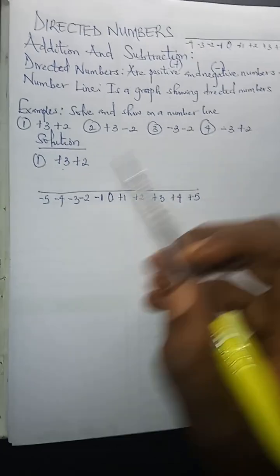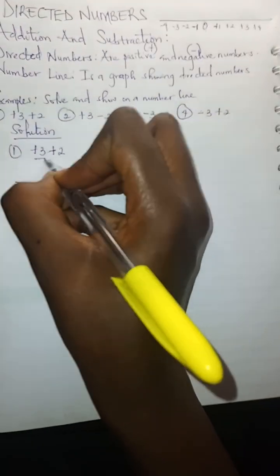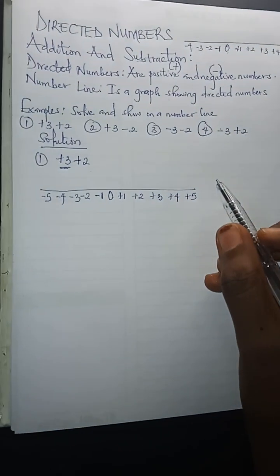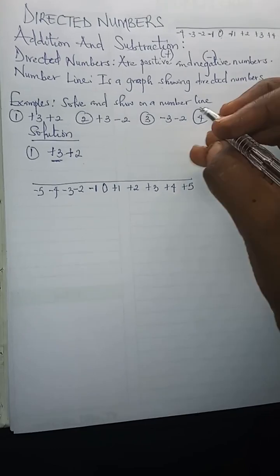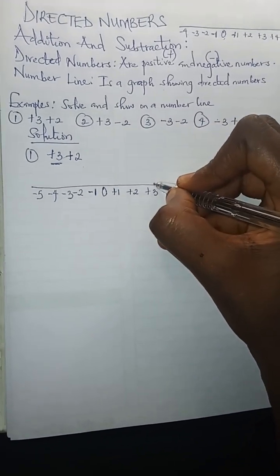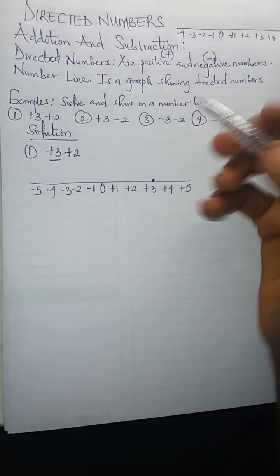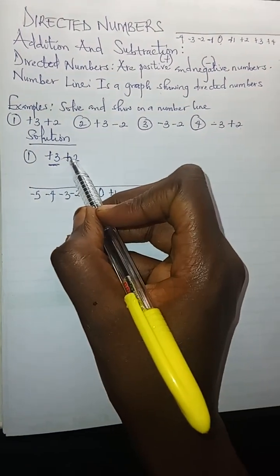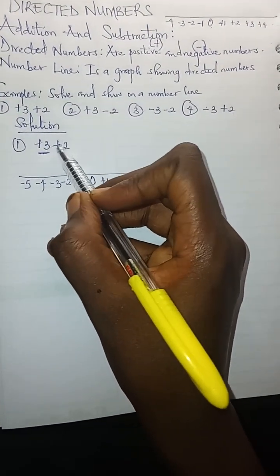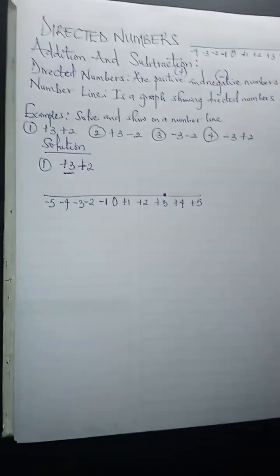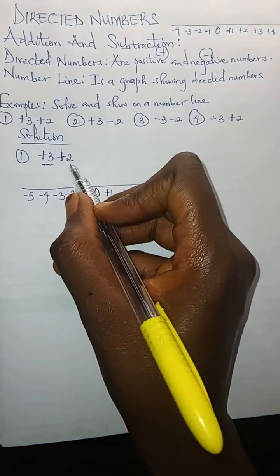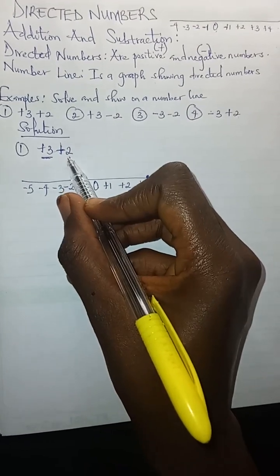So the question says plus 3 plus 2. Considering the first number here is plus 3, what we do is we locate plus 3 on this number line. So where is plus 3? This is our plus 3. We put a point there. Okay? And the next sign here shows that it is positive. That is plus, meaning we are going to the right. Then the next number tells you how many times you're moving to the right.